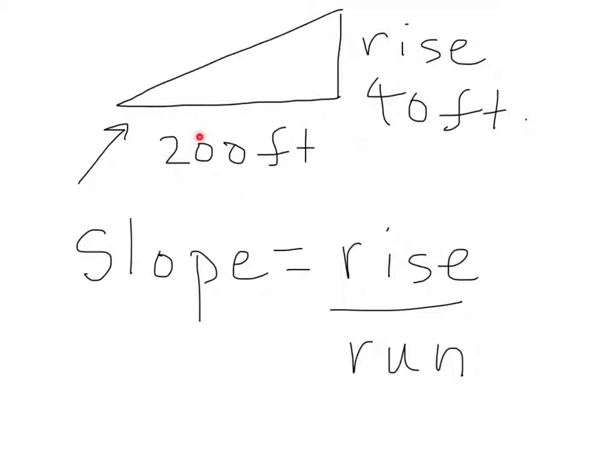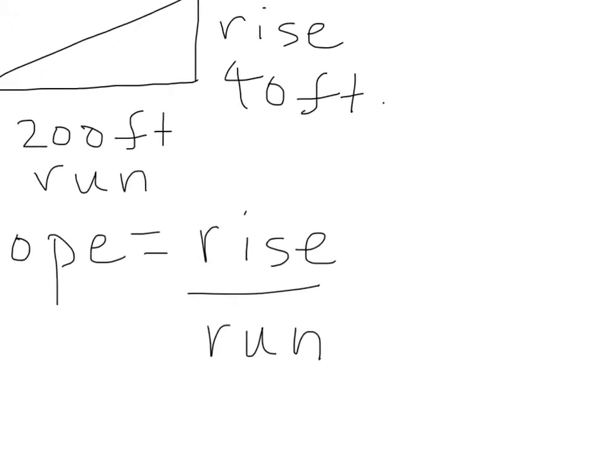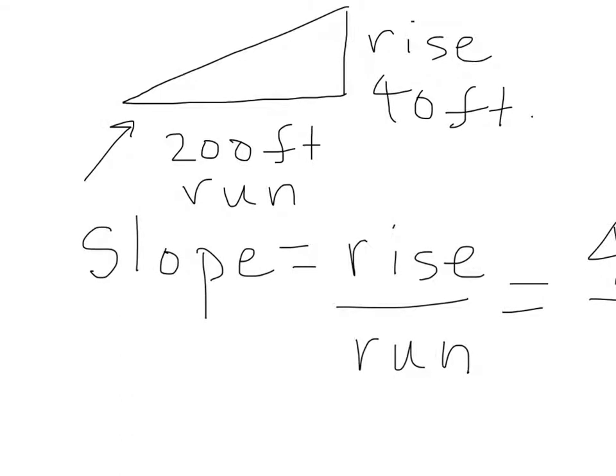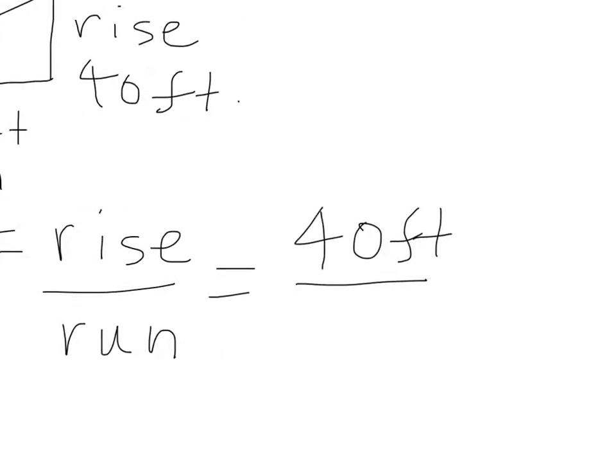So if we're given these numbers of our rise being 40 feet and our run being 200 feet, what do you think we're going to do? How are we going to calculate that? Very easily. We're just going to use this formula of rise over run, and say that's equal to 40 feet over, and what did we say our run is? It is 200 feet, as we have here.